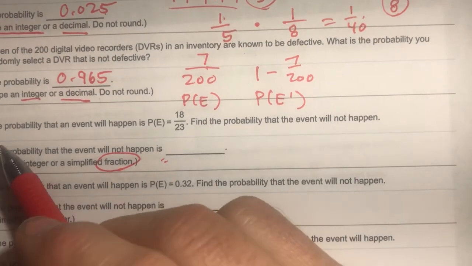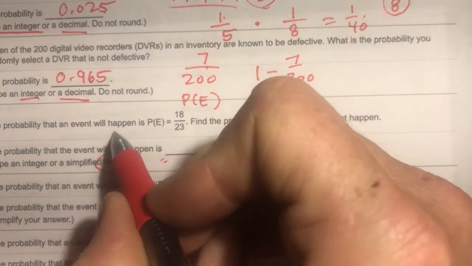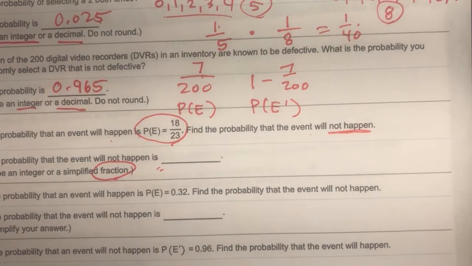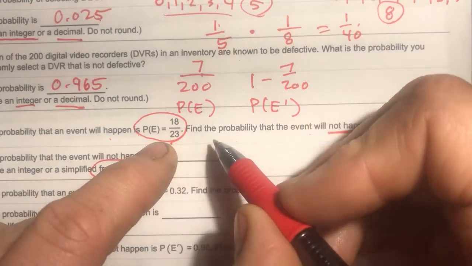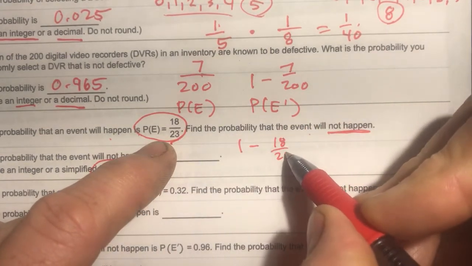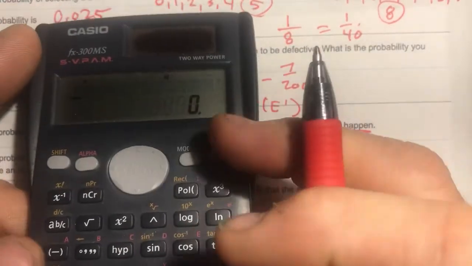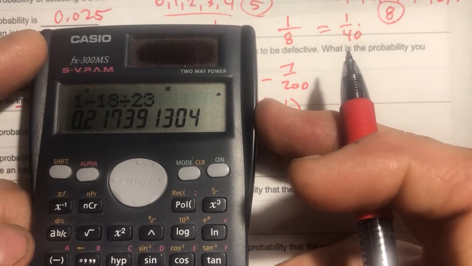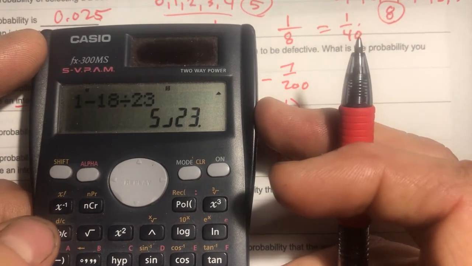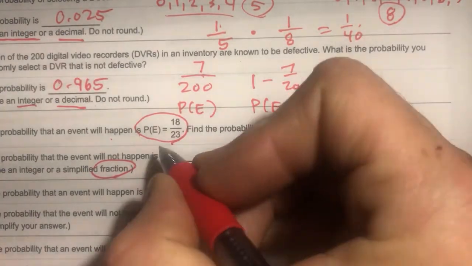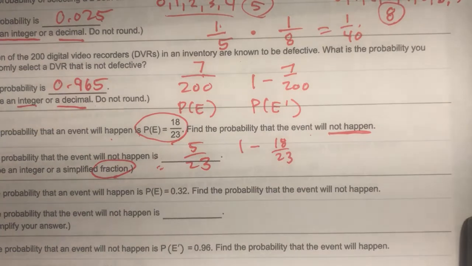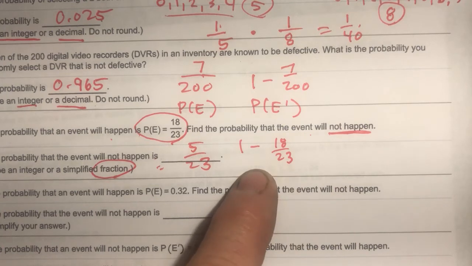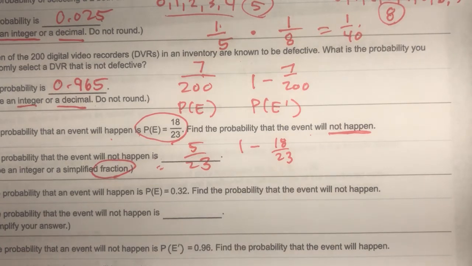Let's do it. The probability that an event will happen is this right here. Find the probability that the event will not happen. All right, so that's my complement. I'm going to do 1 minus 18/23. So let's do that one: 1 minus 18 divided by 23. Now let's change that to a fraction. 5/23. And that'd be my answer. You got to make sure that if you put that decimal answer in, it will not count it. So you got to make sure you do that.